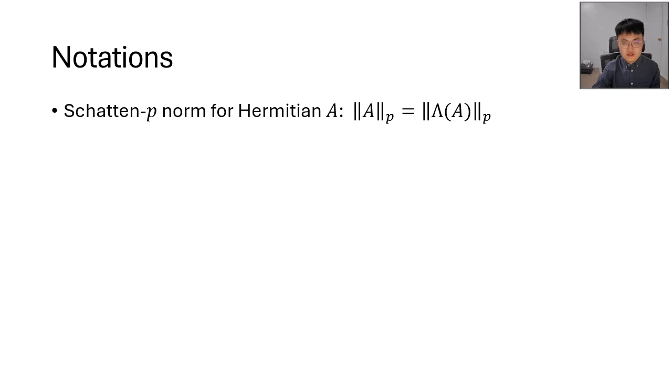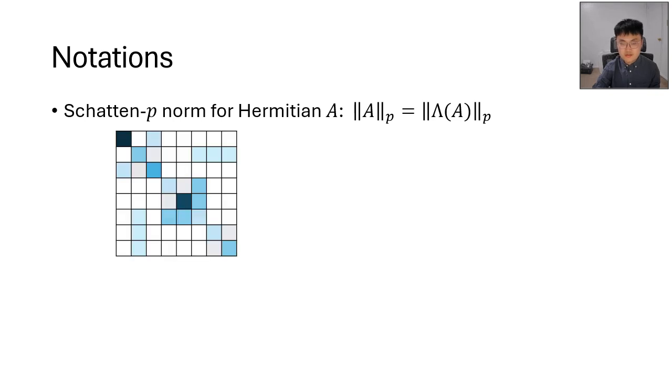So now I will introduce some metric for the space of quantum states. So we mainly consider the Schatten p-norm. So for a Hermitian matrix A, the Schatten p-norm is simply the L_p norm of the spectrum.